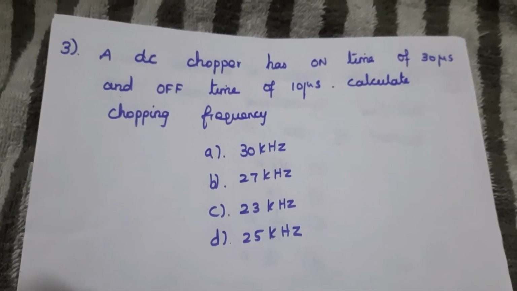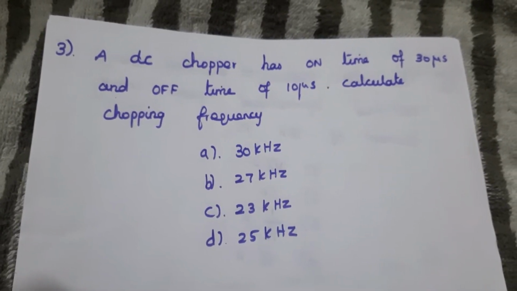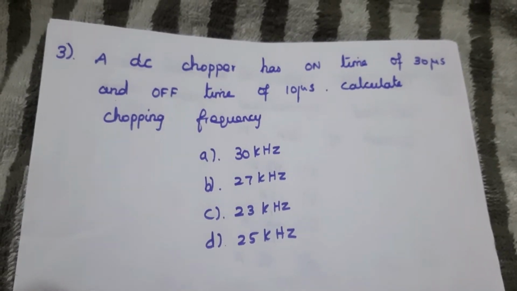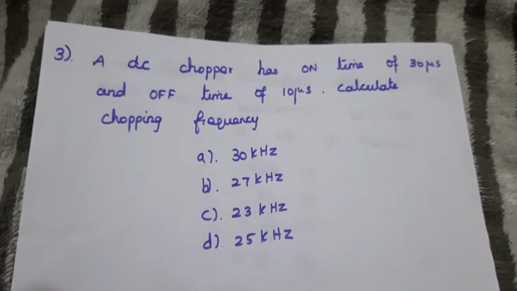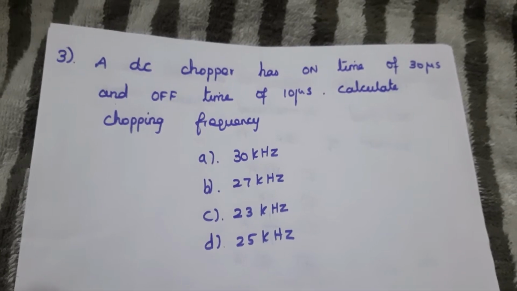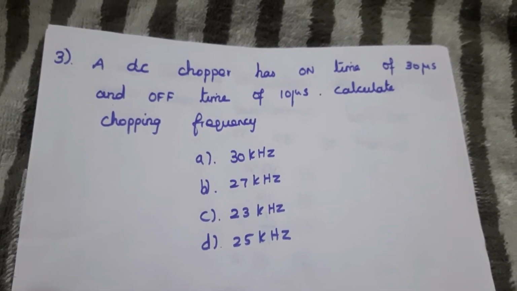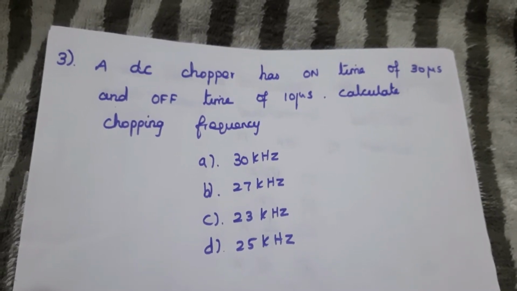Third question: a DC chopper has on time of 30 microsecond and off time of 10 microsecond. Calculate the chopping frequency.